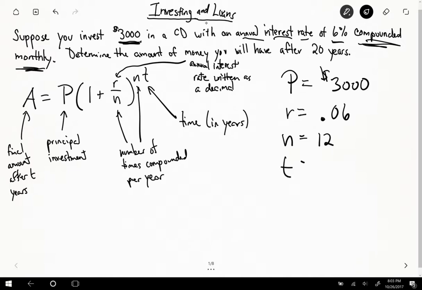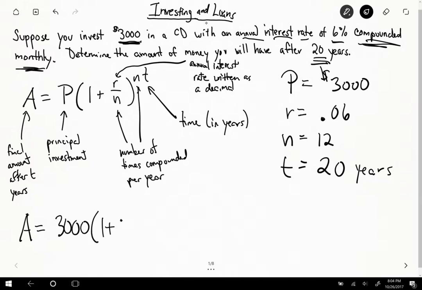And then the next part, T, what does that become? Well, T, notice we're talking after 20 years. So 20 years right there. So we have P, we have R, we have N, we have T. It looks like we can find A. And what we can do is just plug them all into the formula. So A equals 3,000 times 1 plus, what's R? It's 0.06 divided by 12 raised to the 12 times, and then our T value is 20.